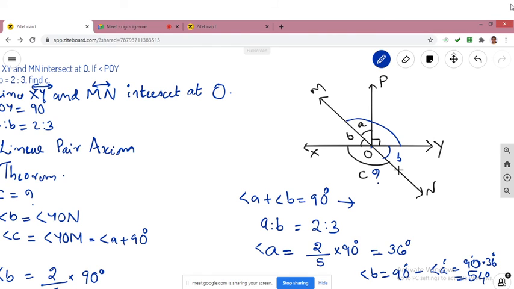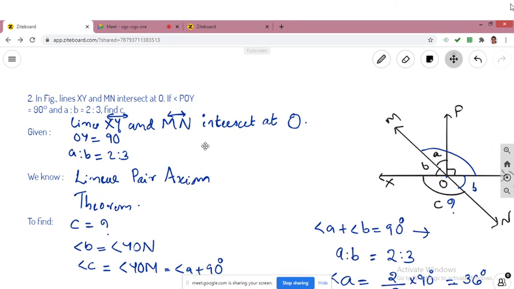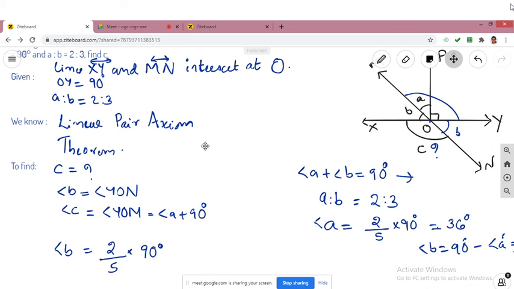So now you got angle B. What were the things we needed to find out? We needed to find angle C. In order to find angle C, we needed to know angle A, and we got angle A. So now tell me what is angle C? 126 degrees, ma'am. How did you get that to be 126 degrees?